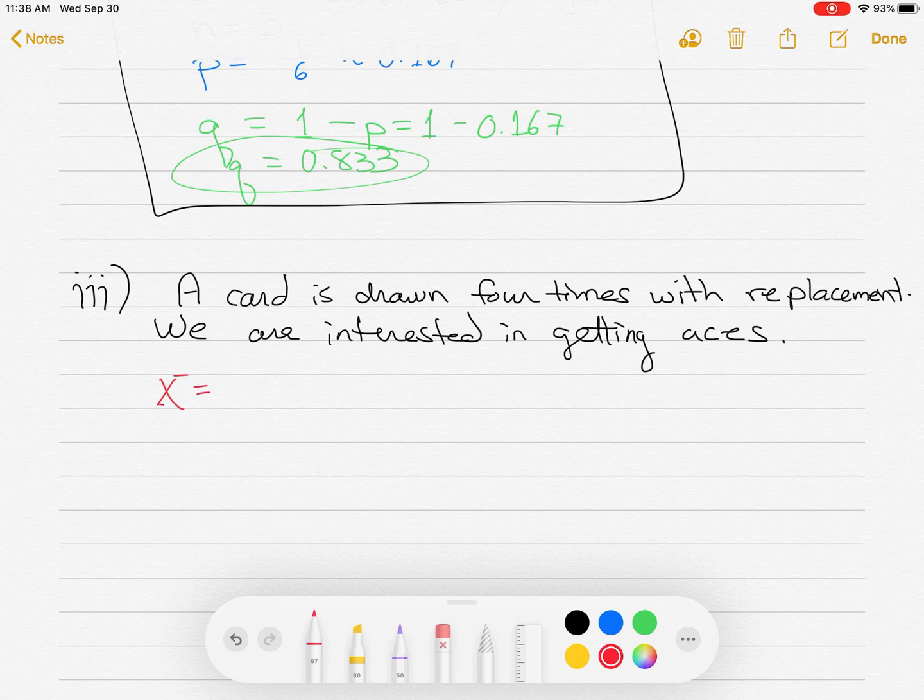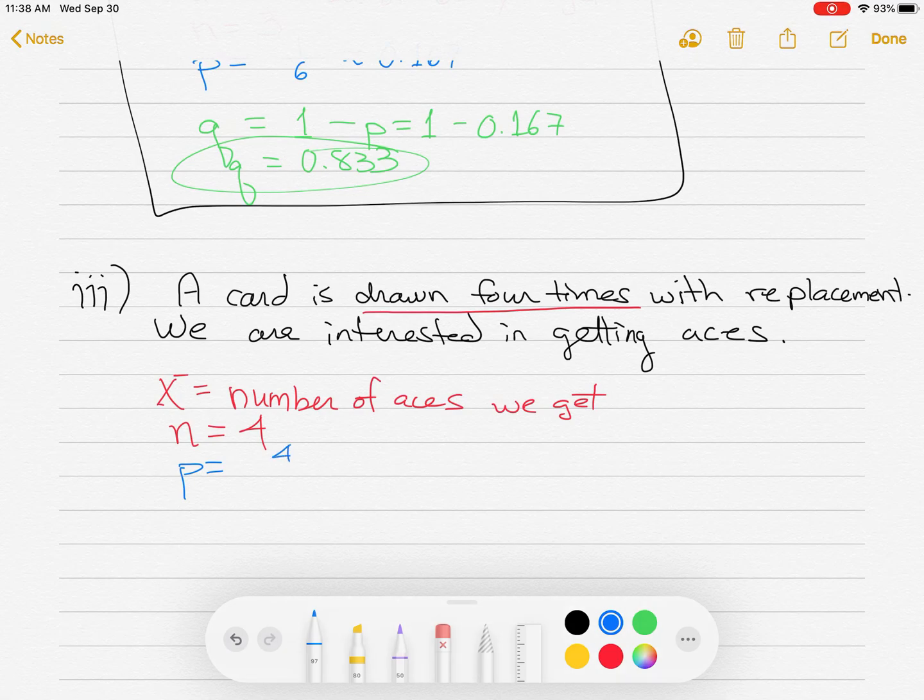So X, that's my random variable, my binomial random variable. That's what I'm interested in. It's the number of aces that I would get. Number of aces that we get. That's on what? 4 draws. So N is the number of trials, right? That's going to be 4. Card is drawn 4 times. So N is 4.